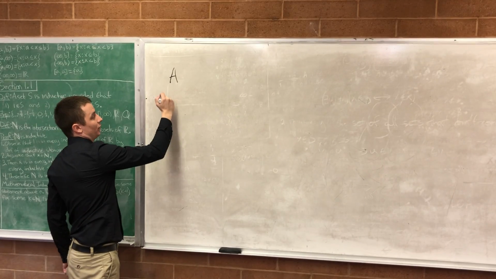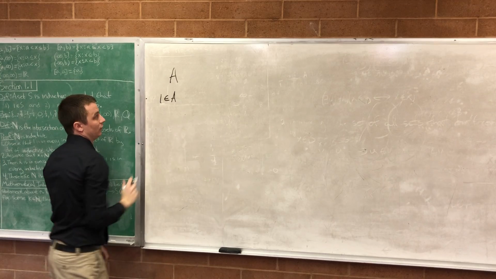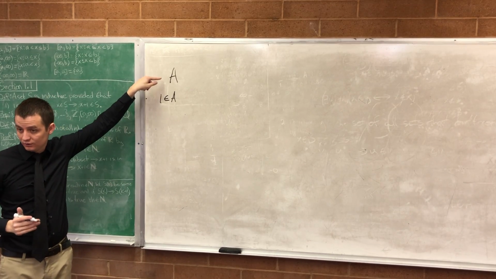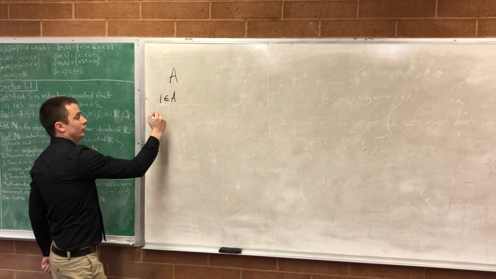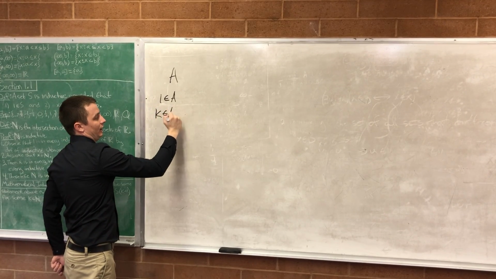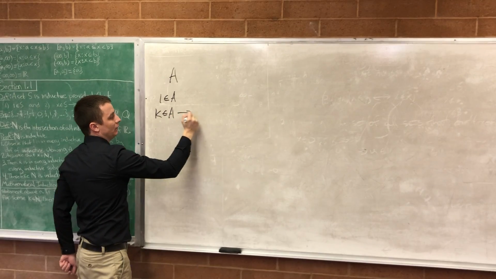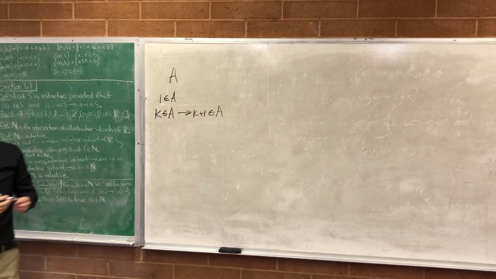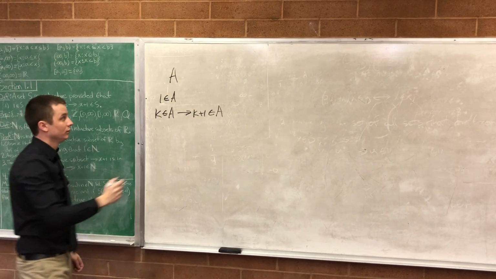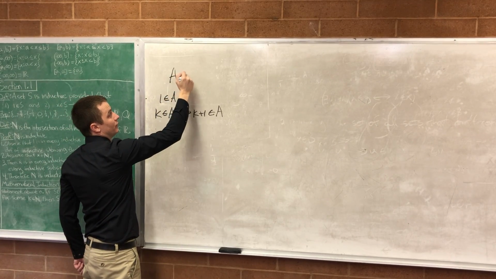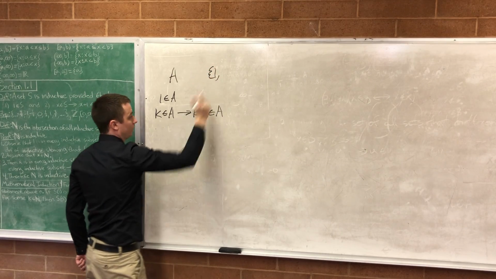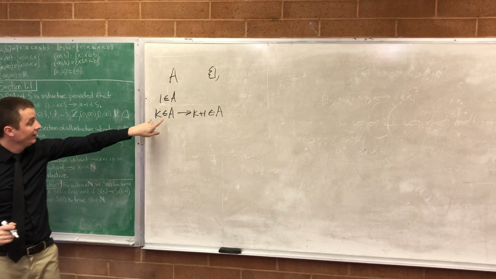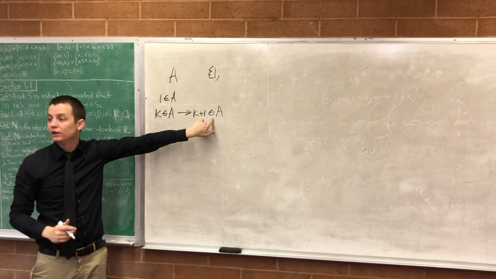One, I tell you that the number 1 is in A. So now you know at the very least, hey, 1's in A. But say I tell you that if K is in A, where K is some number, that implies K plus 1 is also in A. So now what do you know is in A? All the natural numbers. You know that A at least has 1 in it, right? And you know that anytime K is in A, K plus 1 is also in A.